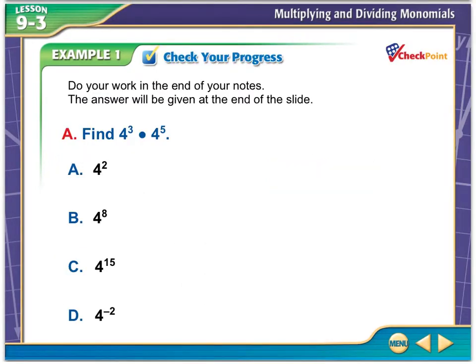We're going to do the quiz questions a little bit different than we've done in other videos. So what I'd like for you to do is please do your work at the end of your notes, and then the answer will be given at the end of the slide. On to the problem. Find the product of 4 to the 3rd power and 4 to the 5th power.